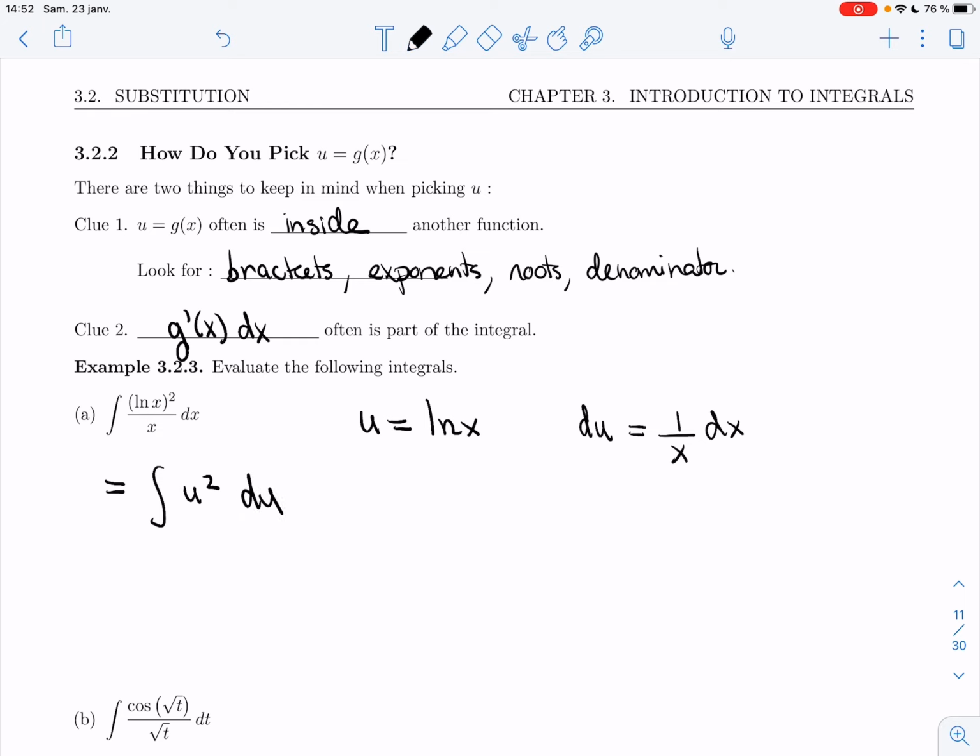In cases like this, where you actually have g prime of x dx as is, you don't have to solve for dx and plug it in. You can take everything that's part of g prime of x dx and replace it by du. So all of this gets replaced by du. And then I integrate this, just the power rule, and I get ln of x cubed over 3 plus c.